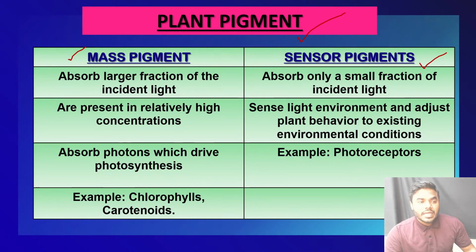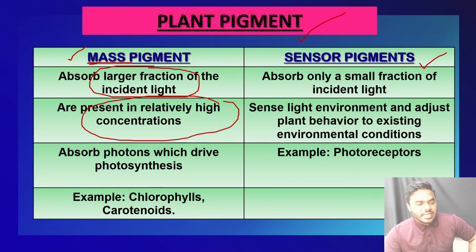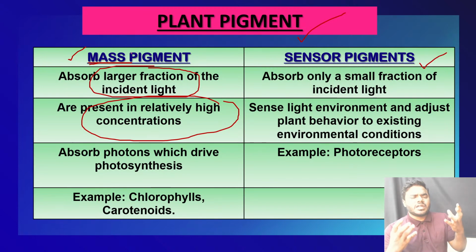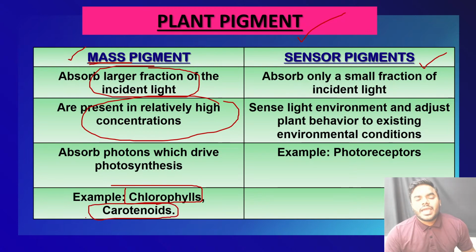Mass pigments, sensor pigments. Mass pigments, the name itself indicates they are present in high concentration. There is no doubt about it. At the same time, they absorb a very large fraction of the incident light. And what is the best example of the mass pigments which are present in high concentration in the plant body, friends? Undoubtedly chlorophylls, as well as carotenoids. Kindly do not forget it.